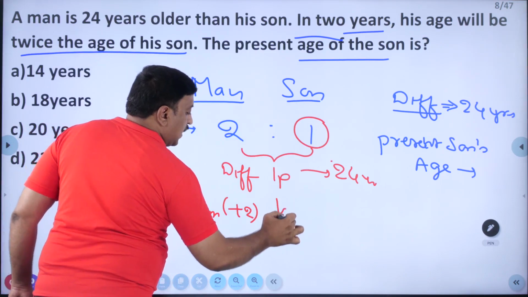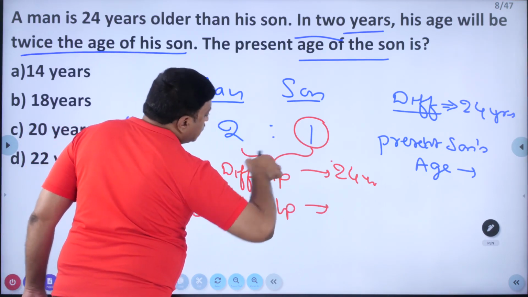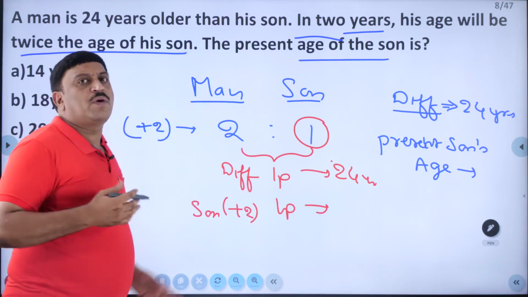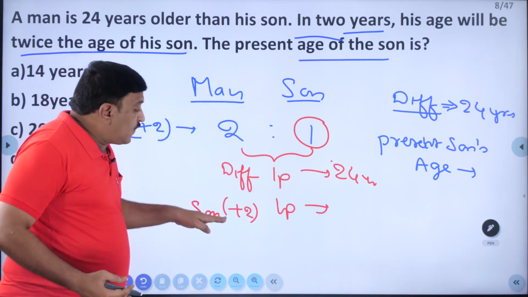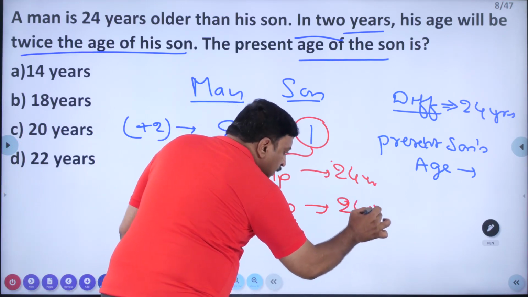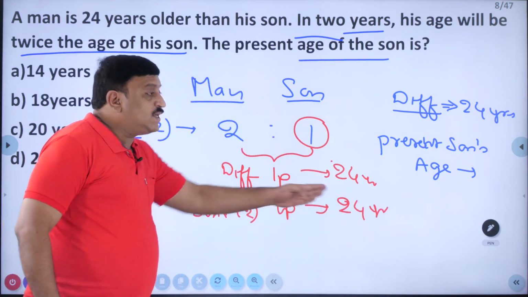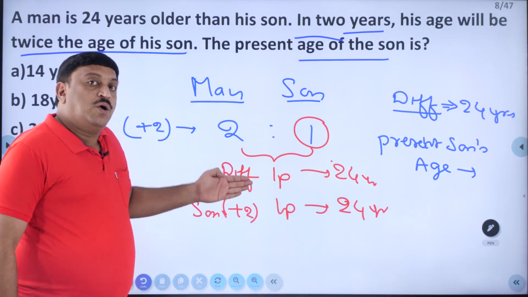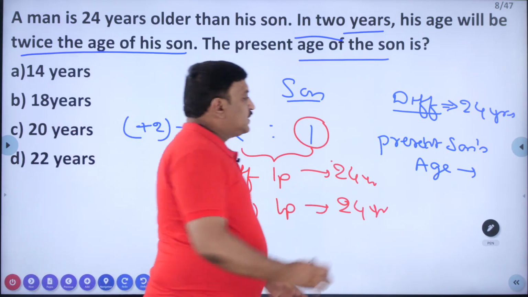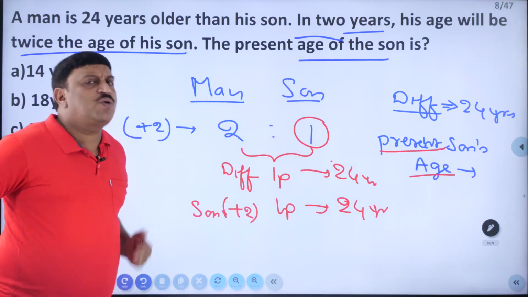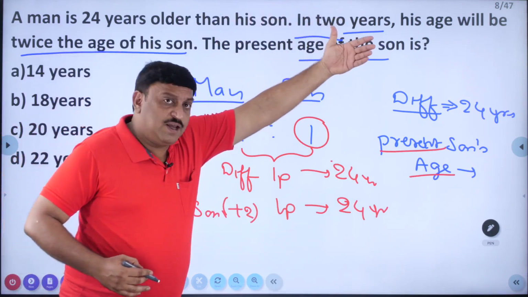Okay, this is one part again. Difference is one part, plus son after 2 years also one part. No problem. That means after 2 years son is how many years? 24 years. After 2 years son's age is 24, not present. To come to present, we need present age. After 2 years, he will be 24.